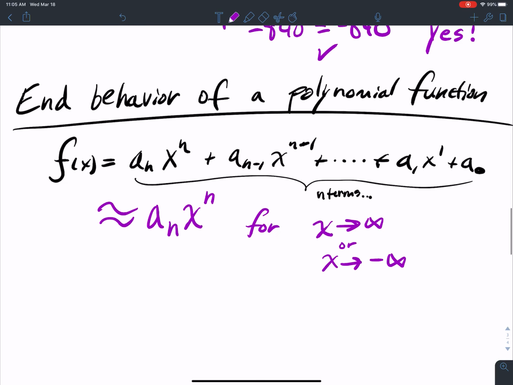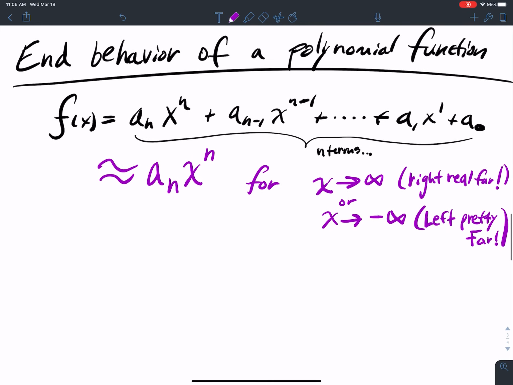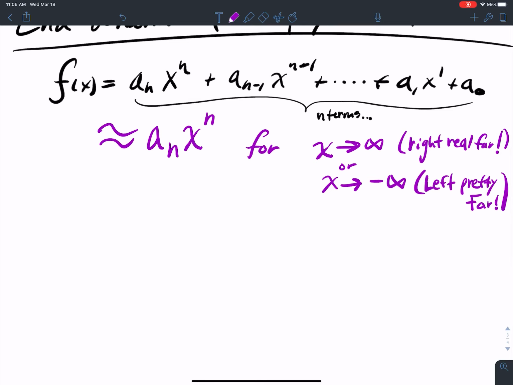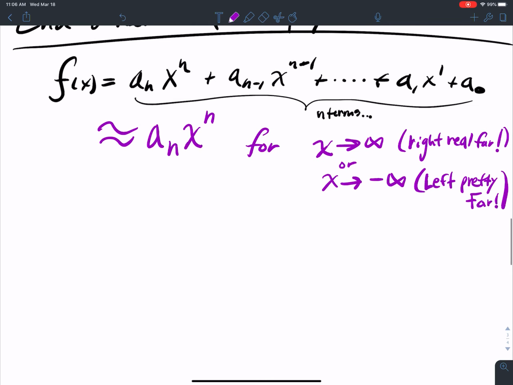Basically, when I go to the right real far, and this means go to the left pretty far. Okay? So let me break this up.